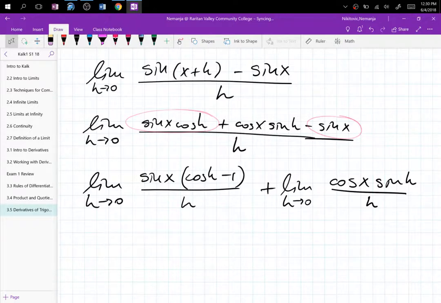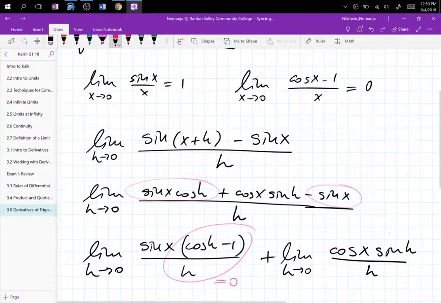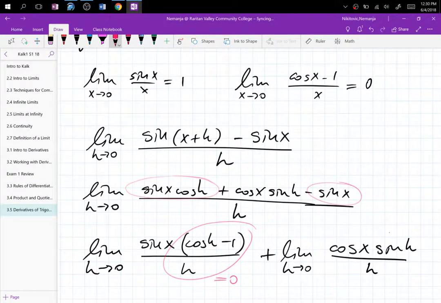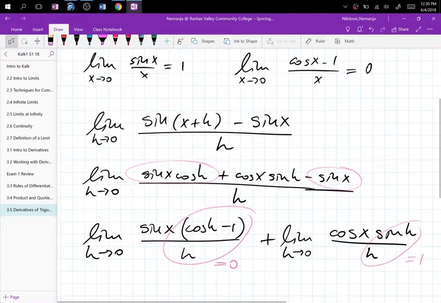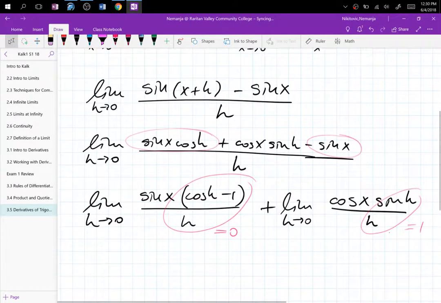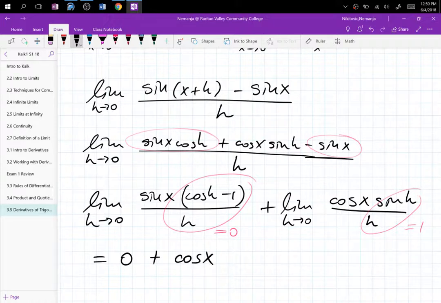Now, I hope you see that this part over here was that special limit we defined as 0, right? And this part over here is the other special limit up there, which is defined as 1. So the first term dies, and the second term is just cosine x times 1. So the whole thing is cosine x. This would be the proof, using the sum of angles and those 2 special limits.